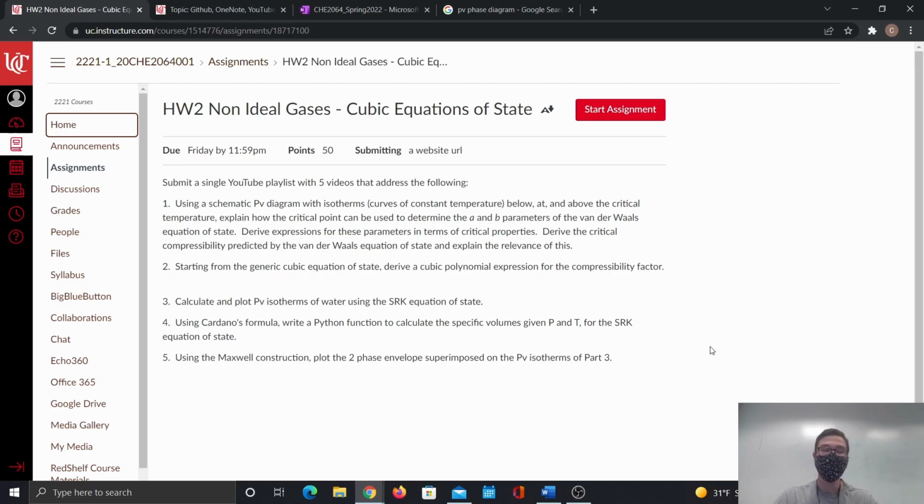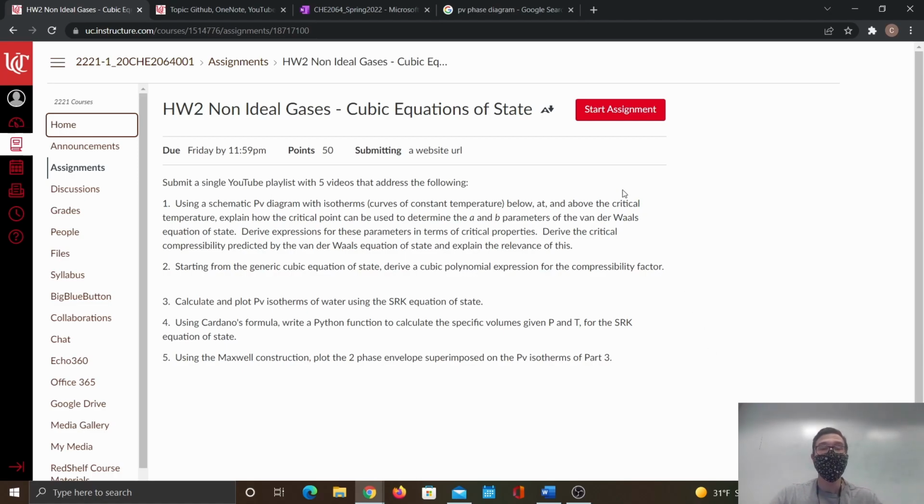Energy Balance. This video will be going over question 1, as you can see on the screen here. Question 1 says, using a schematic PV diagram with isotherms below, at, and above the critical temperature, explain how the critical point can be used to determine the A and B parameters of the van der Waals equation of state, then derive expressions for these parameters in terms of critical properties, and then derive the critical compressibility predicted by the van der Waals equation of state and explain its relevance.